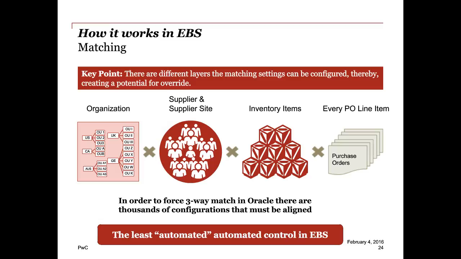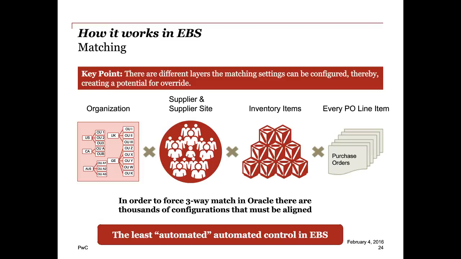So then you have your organizations. Let's just assume you get all of those right. Well, now you've got thousands and thousands of suppliers sitting under each of those organizations, and each of those suppliers has its own configurations. And then each of those suppliers has supplier sites underneath them, and they also have their own configurations. Multiply that by the number of inventory items you have, because you also need to configure three-way matching for every individual inventory item. It's not a setting you configure for all of your inventory items at once. It's actually individually applied for every single inventory item.